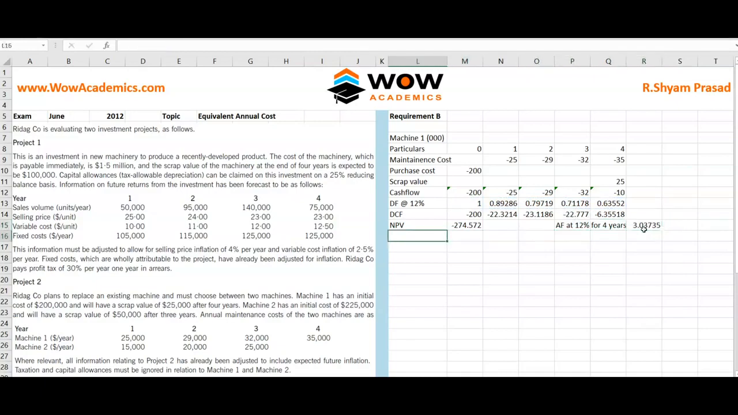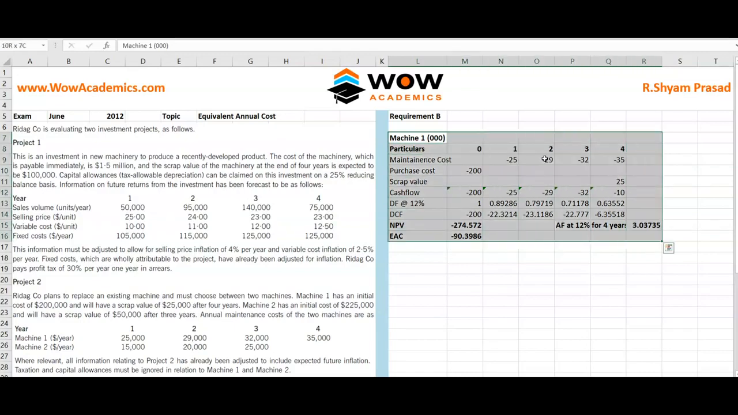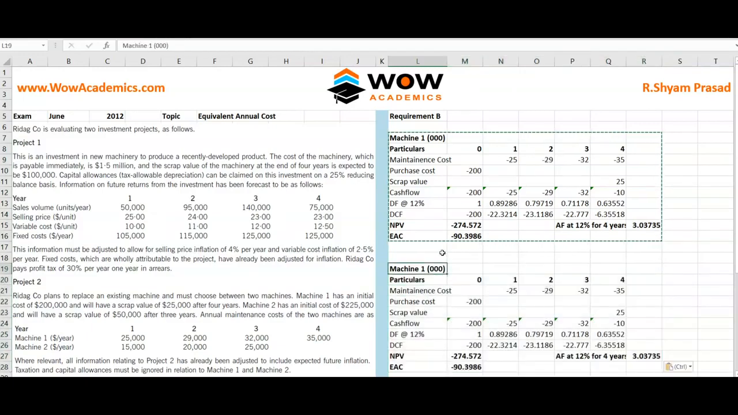So we'll work out the EAC. The EAC will be the NPV, this number, divided by the annuity factor number. That will be the answer. So we got it for the first machine. We have to get it for the next machine. For machine 2 you don't need to work out separately. You can copy from whatever we have done here. So the machine 2 workings we'll do.